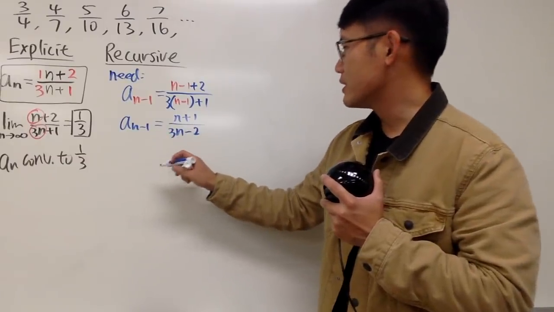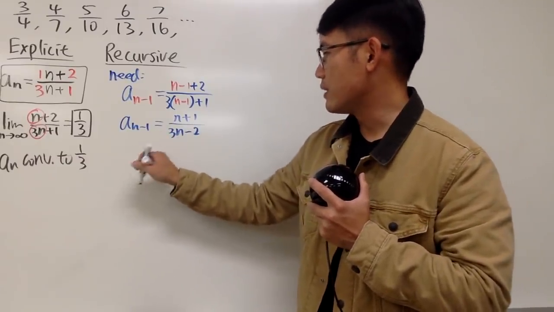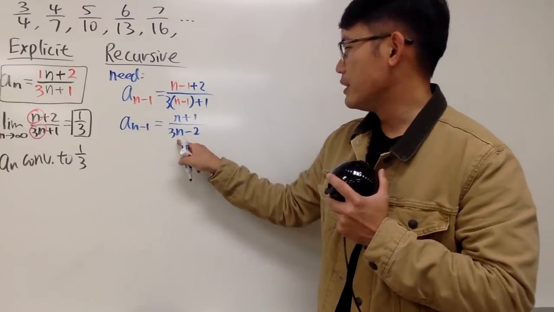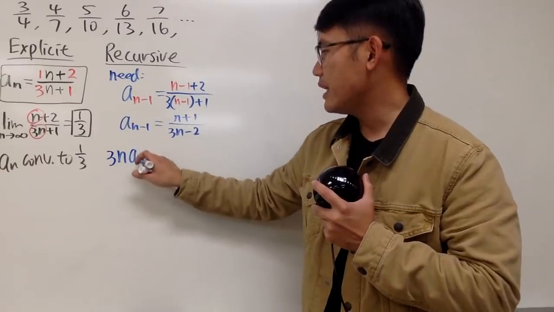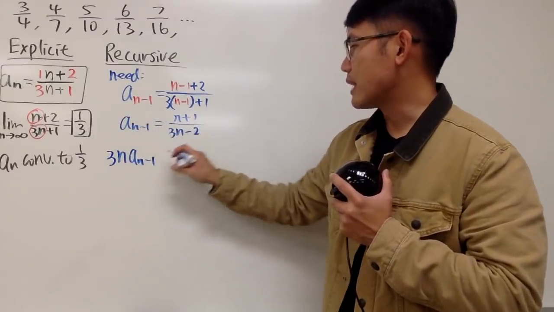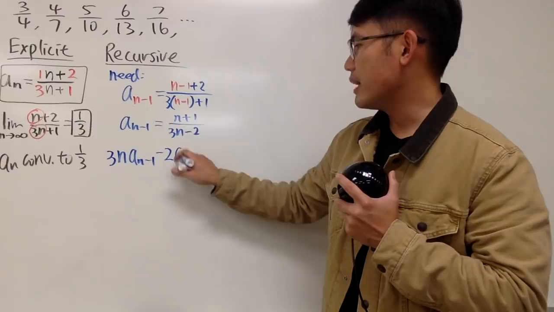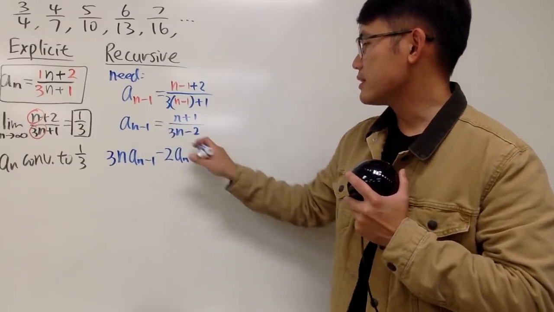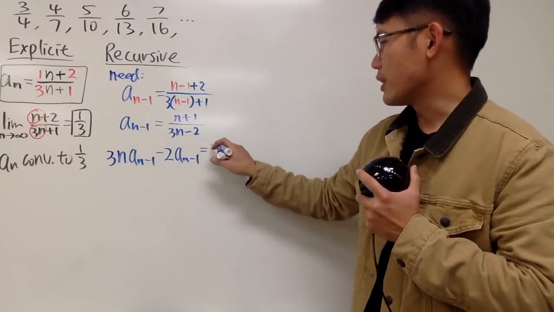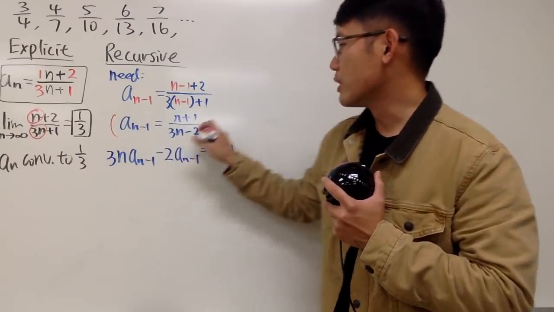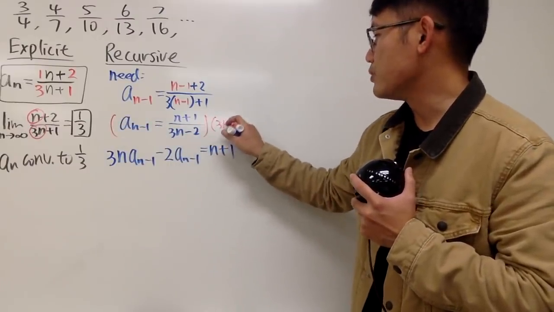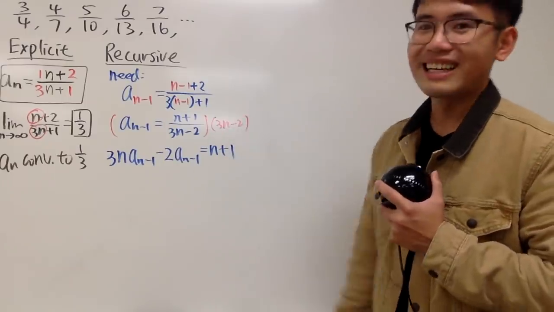So we will just get this right here. Let me put this times that, which is 3n times an minus 1. And this times that, which is minus 2 an minus 1. And on the right hand side, we just have n plus 1, like this. And again, all we did is just multiply both sides by the denominator 3n minus 2.